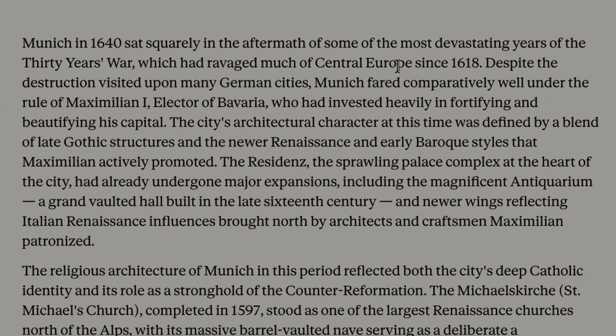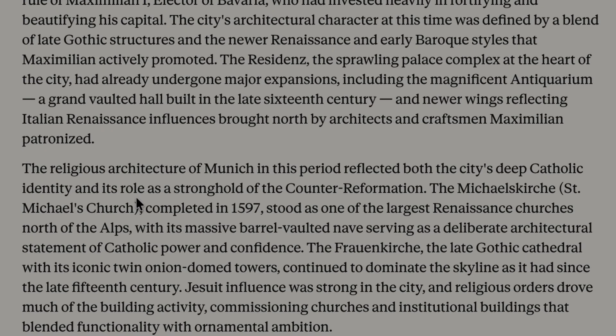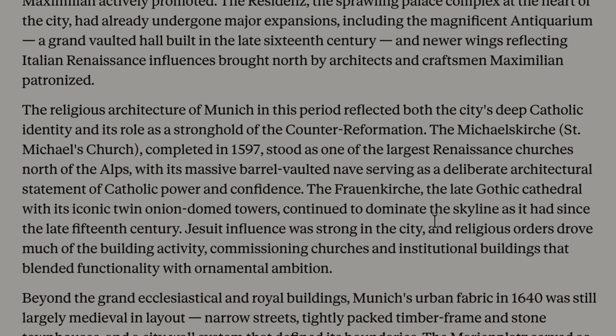It stood in the middle of the devastating years of the 30-Year War. Munich fared comparatively well. Here's the residence where he lived. The religious architecture of Munich, this period represents deep Catholic identity, stronghold of the counter-reformation. St. Michael's Church downtown, completed in 1597, stood as one of the largest Renaissance churches north of the Alps.